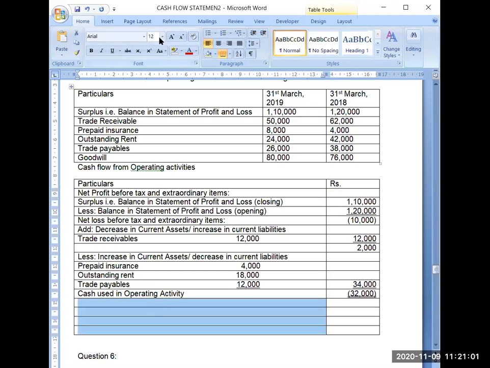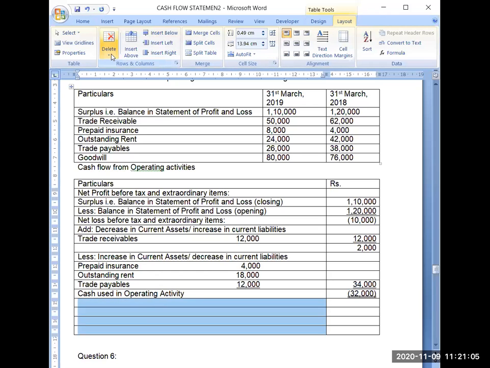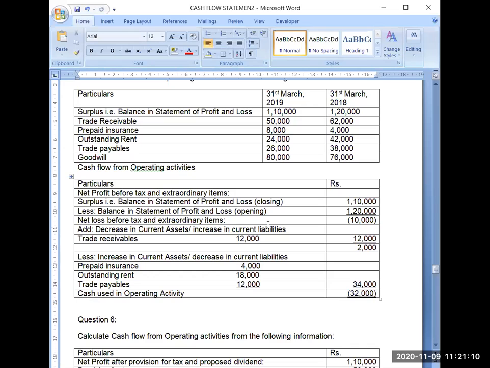In this way, you have to solve the question step by step. Always follow the steps, don't skip any step. The rest we will do in the next class.